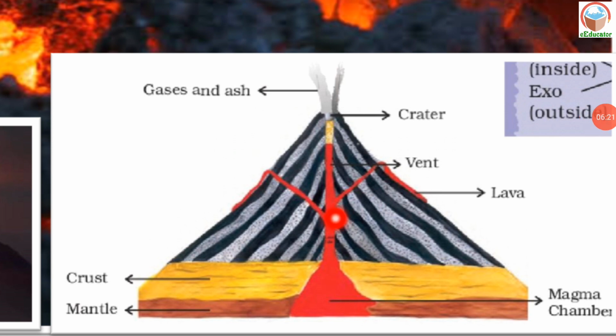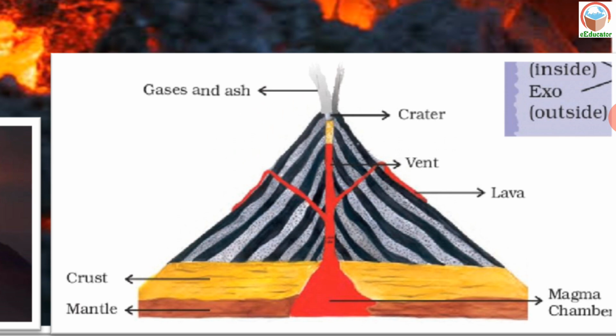And when magma comes on the parts of the Earth surface and solidifies on the Earth crust, that is known as an extrusive igneous rock. It's for your information that there are two types of igneous rock, intrusive and extrusive. Intrusive means inside the Earth crust, and extrusive means on the Earth surface, on the Earth crust.